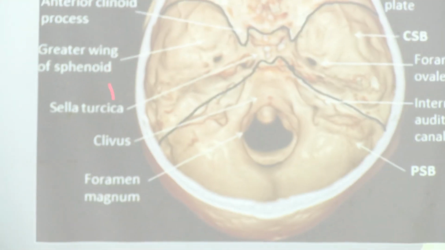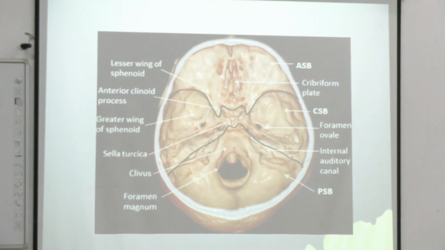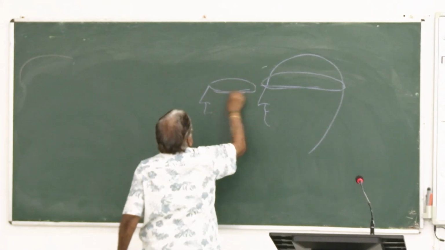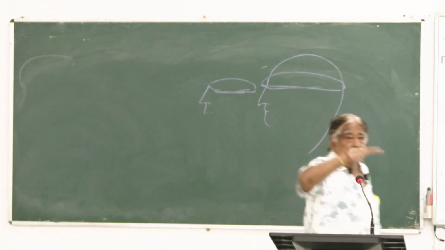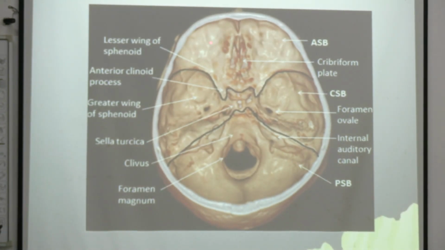Now, meninges of brain and spinal cord. Now, this is the skull cut. It is like this. The total, you will be viewing. This is very important. Now, this is the base of the skull with the bones of the cranial cavity, and this is the lesser wing of sphenoid, anterior sphenoid, greater wing of sphenoid, sella turcica, clivus, foramen magnum.